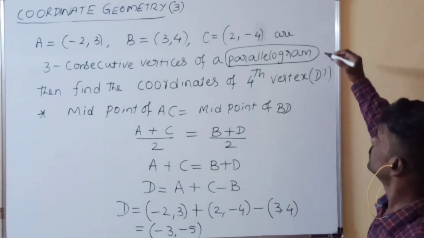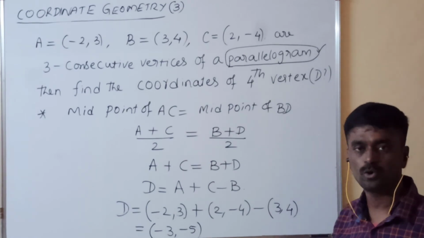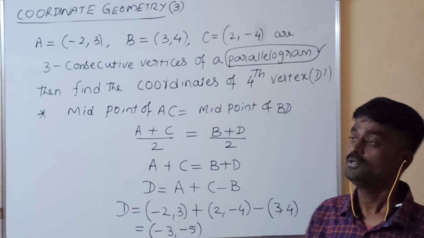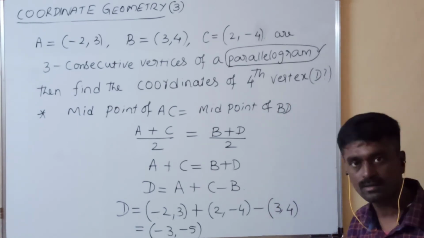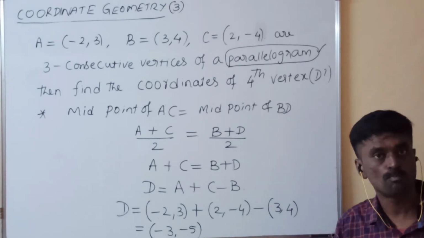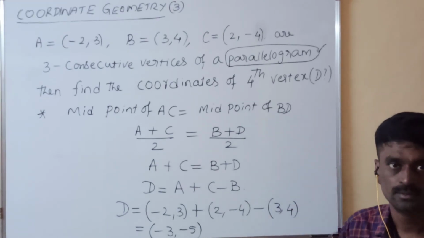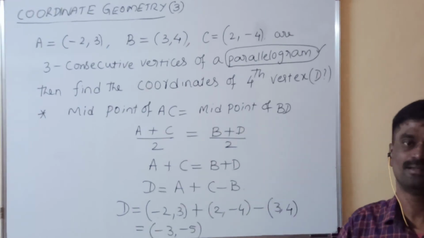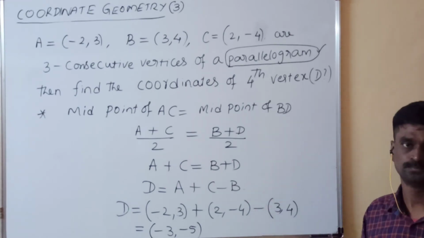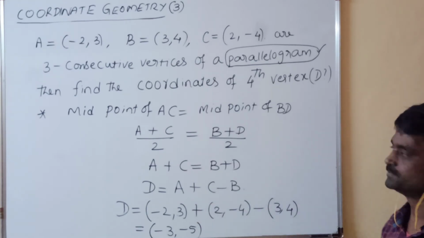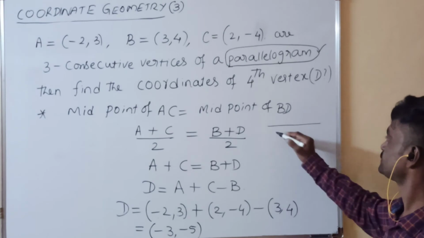Okay. So even in a rectangle, rhombus and square also, diagonals bisect each other. No? So if they have given either a parallelogram or square or rhombus or rectangle, to get the fourth vertex in all those four quadrilaterals, the method will be the same. Fourth vertex is equal to what? A plus C minus B.